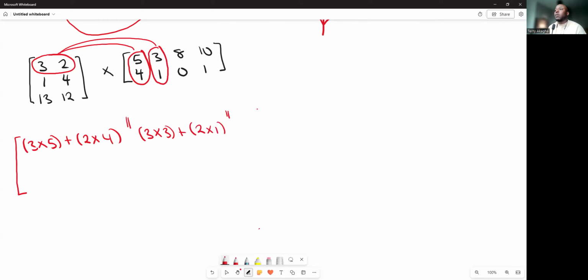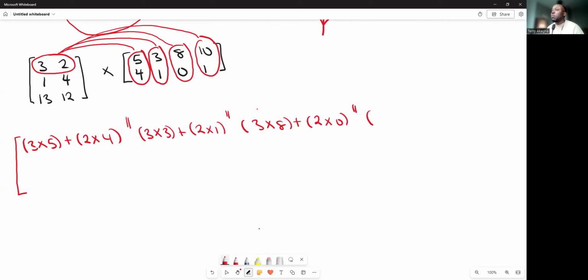We're done with that. We're going to open the next one. So we're going to have 3 times 8 plus 2 times 0. We're done with that. Then it's going to open the last one. So it's going to become 3 times 10 plus 2 times 1. And that is it. We'll now go to the next one.